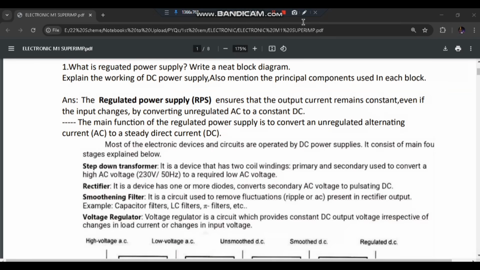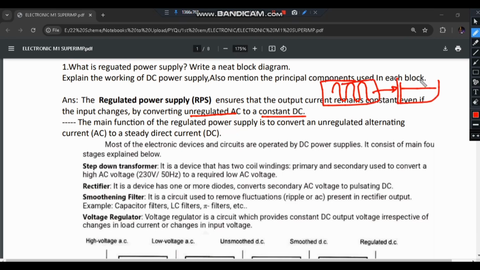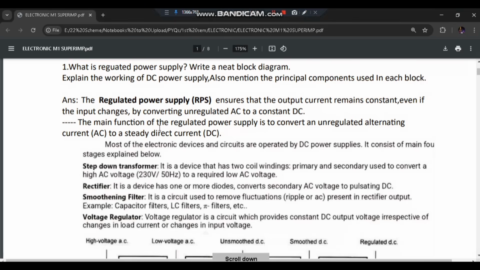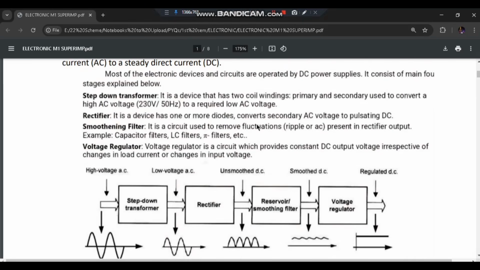It changes unregulated AC to constant DC. AC means alternating current, it will be changing. Constant DC means it will be constant like this. The process of converting this into this is done by the regulated power supply. Most electronic devices are operated by DC power supply. That's why we want to convert from AC to DC.